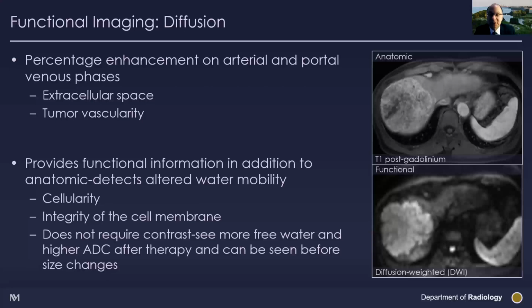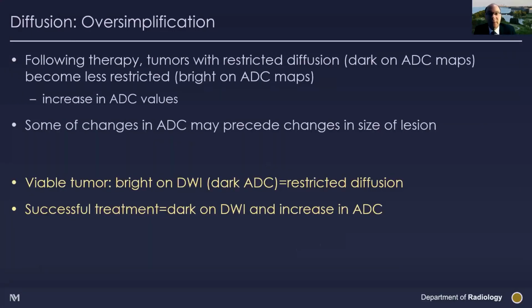The advantage of diffusion, it doesn't require contrast material. What you're looking for is more free water and a higher ADC or apparent diffusion coefficient after therapy, and it can be seen prior to changes in size. So following therapy, to oversimplify it, tumors that initially have restricted diffusion or dark on ADC maps become less restricted diffusion.